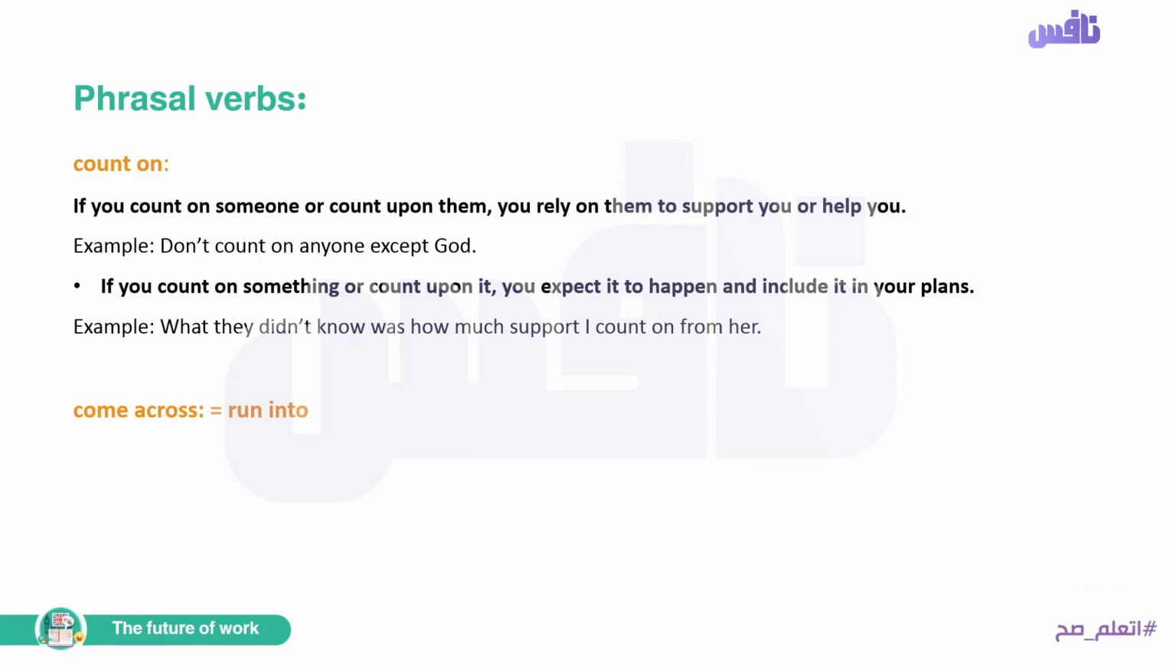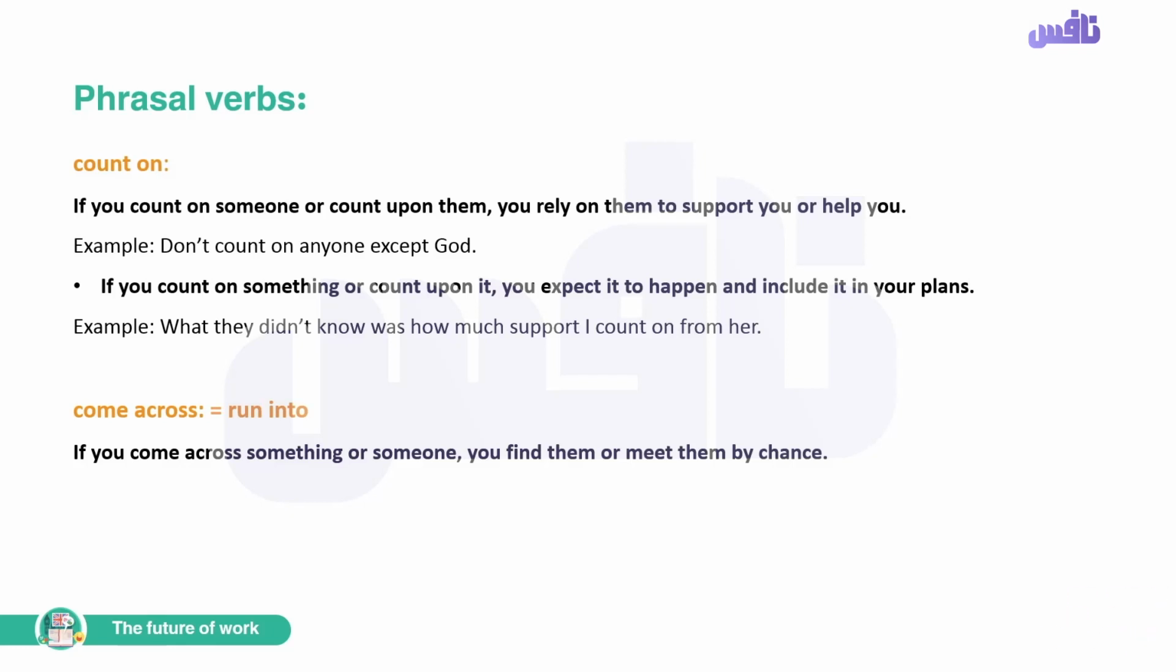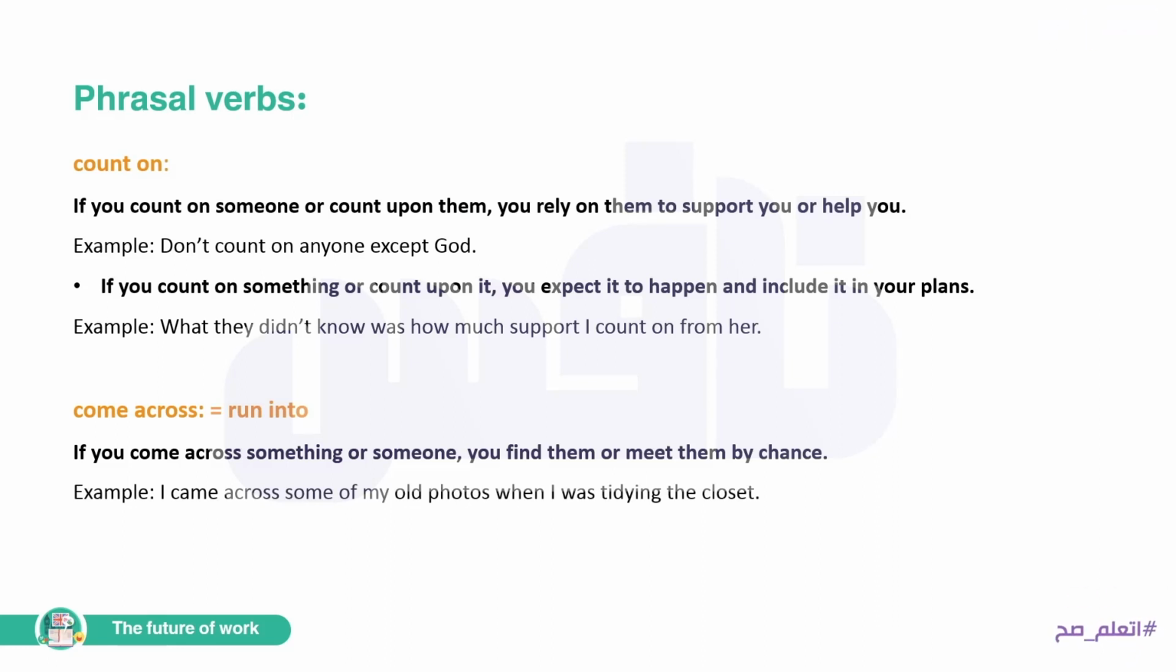Come across بيقول لنا run into. يعني ايه الكلام ده؟ بتساوي run into. بيقول لنا if you come across something or someone، معناها ان انت you find them or meet them by chance. معناها انت تقابل مصادفة يعني. يبقى come across يقابل مصادفة، هي نفس المعنى run into. في الإكزامبل بيقول لنا I came across some of my old photos. قابلت مصادفة، لقيتهم when I was tidying the closet. وأنا برتب الدولاب لقيت مجموعة من صوري القديمة.